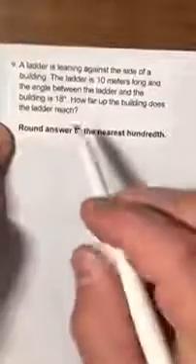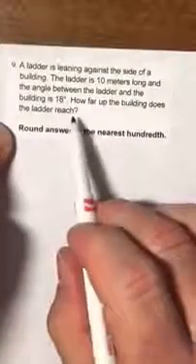Okay, number 9, the reading. A ladder is leaning against the side of a building. Okay, the ladder is 10 meters long, and the angle between the ladder and the building is 18 degrees. How far up the building does the ladder reach?